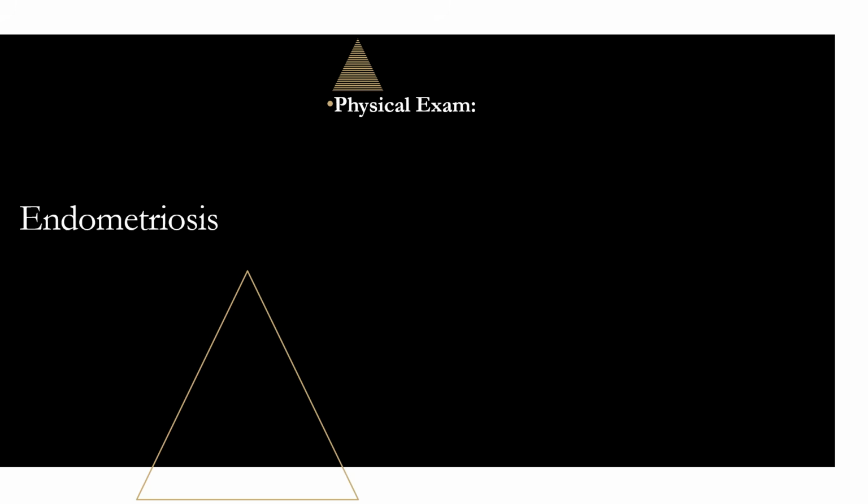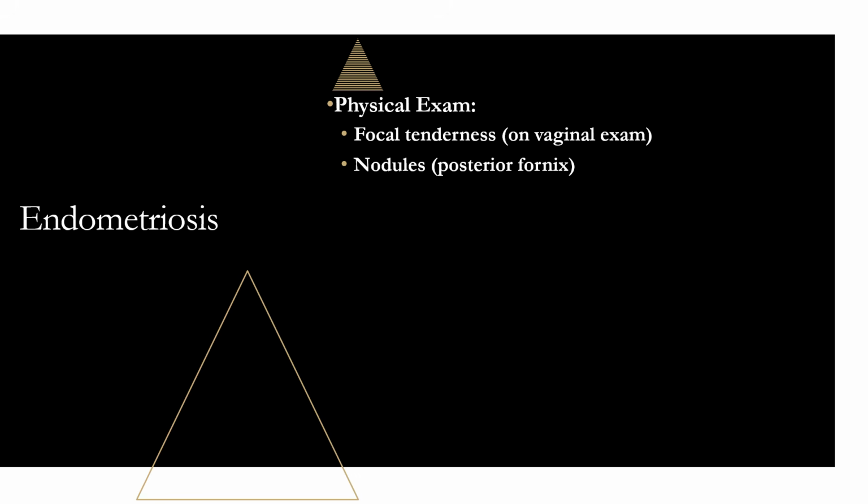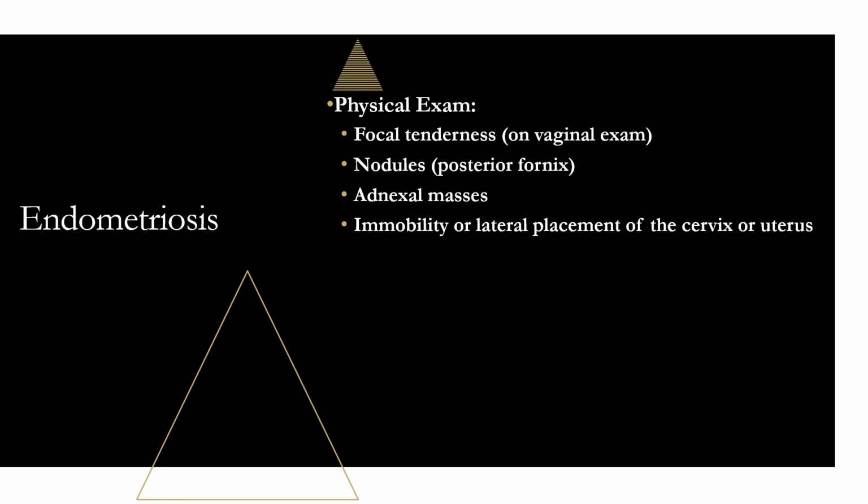Physical exam is going to be different for each patient depending on the location and size of the lesions. And some women may have a completely normal physical exam, which in no way rules out the disease. But if a patient does have positive physical exam findings, what should you be looking for? Focal tenderness on vaginal exam, nodules in the posterior fornix, adnexal masses. Adnexal mass, if you're not familiar with the term, just means a mass of the ovary, fallopian tube, or the surrounding area. Immobility, fixed or lateral placement of the cervix or uterus.